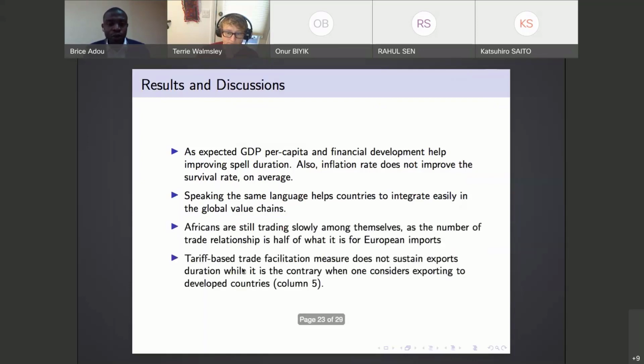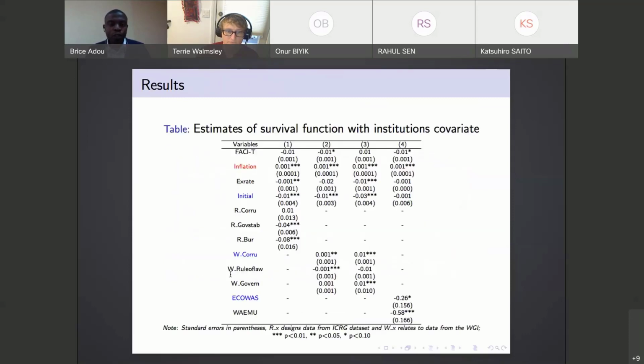We also find that in terms of tariff-based trade facilitation measures, they do not help trade duration. But the non-tariff ones, at this time we find that they help continue trading for the selected countries that we have. Here I try to show some results.